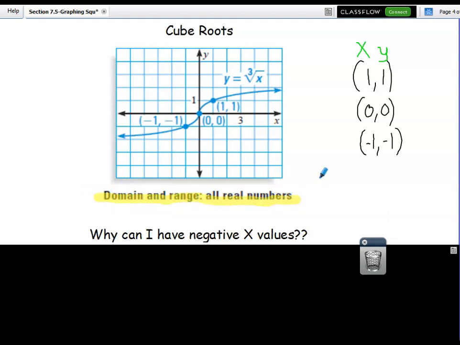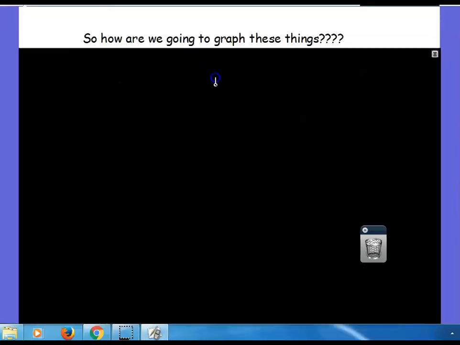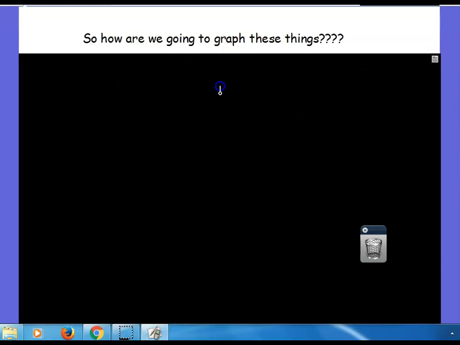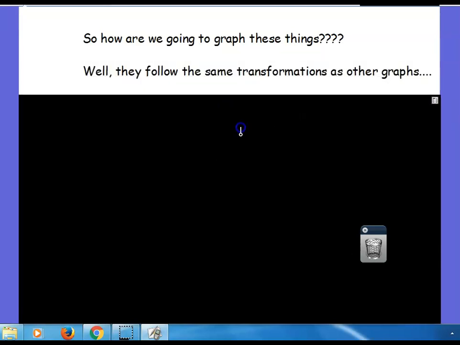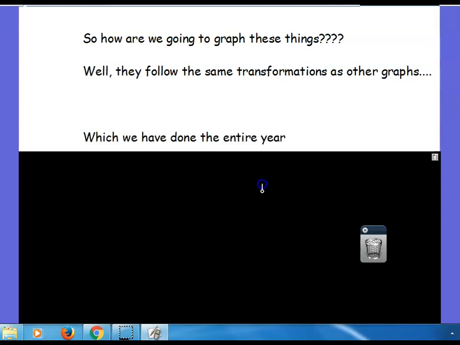That means that it doesn't matter where this function moves, and yes, we're going to move these functions, it's still going to be all real numbers all the time. So now, how are we going to graph these things? Well, they follow the transformations that we have for other graphs, which we've done the entire year. So just so you're aware, these graphs do follow transformations that we have done all year long.